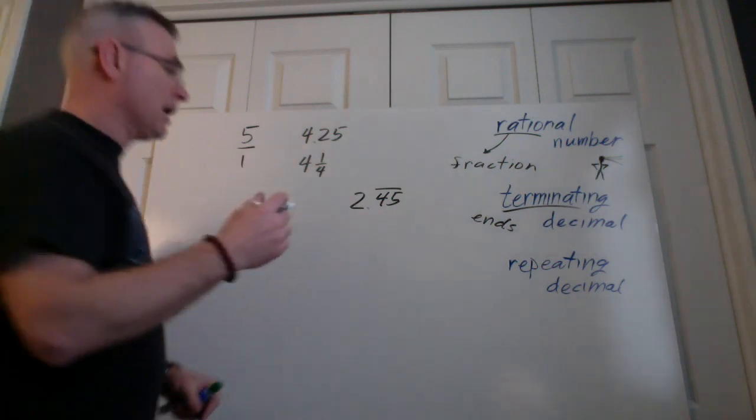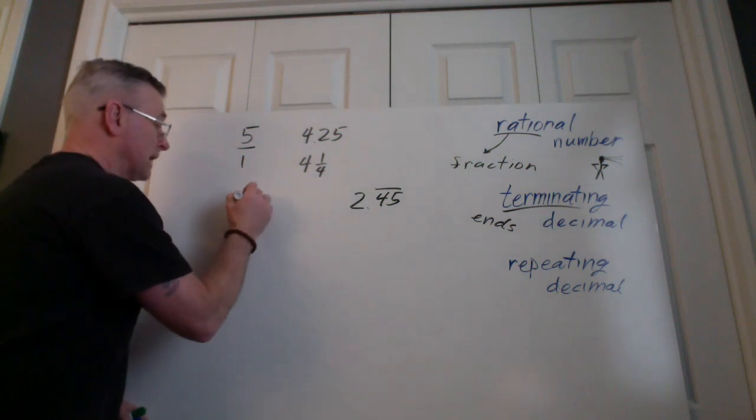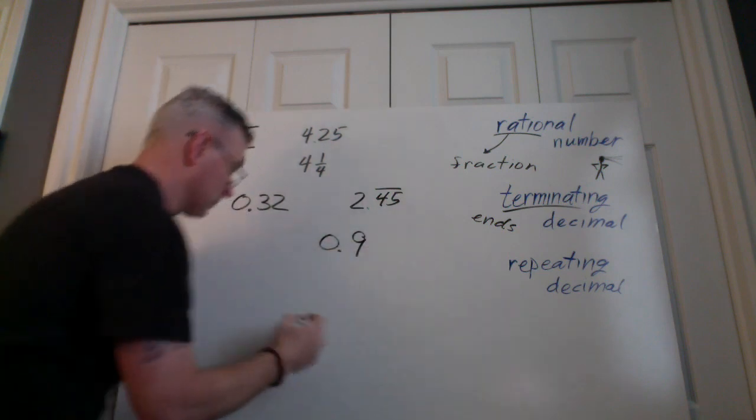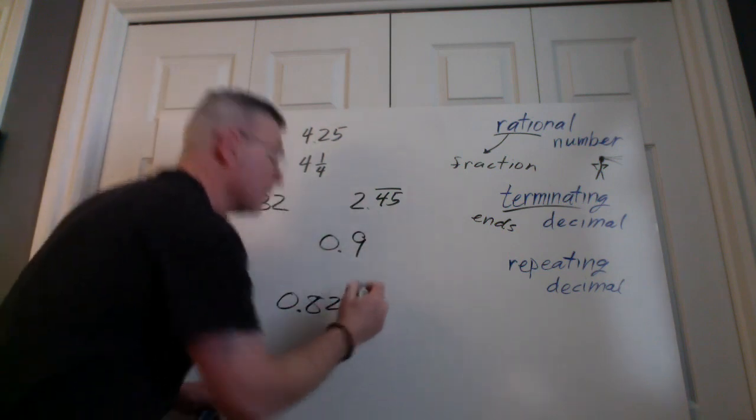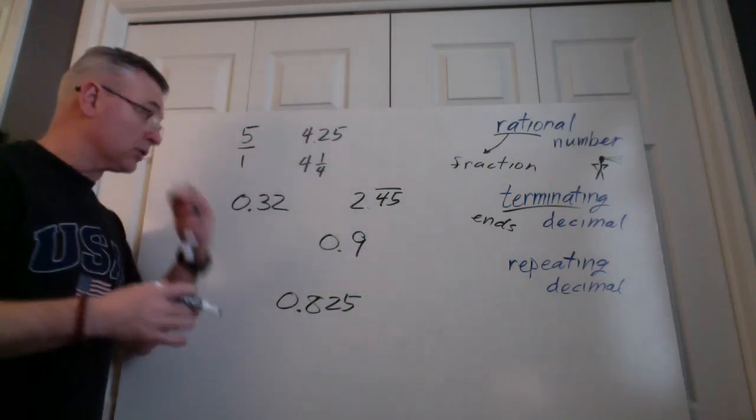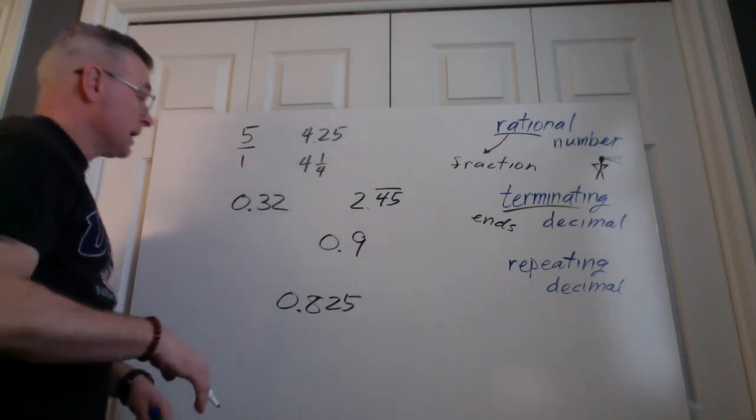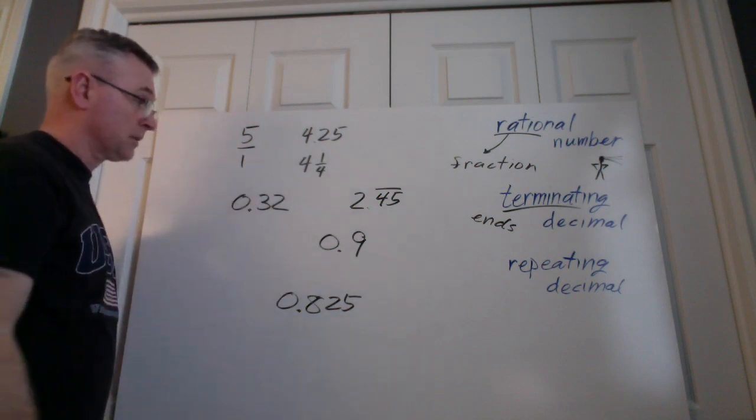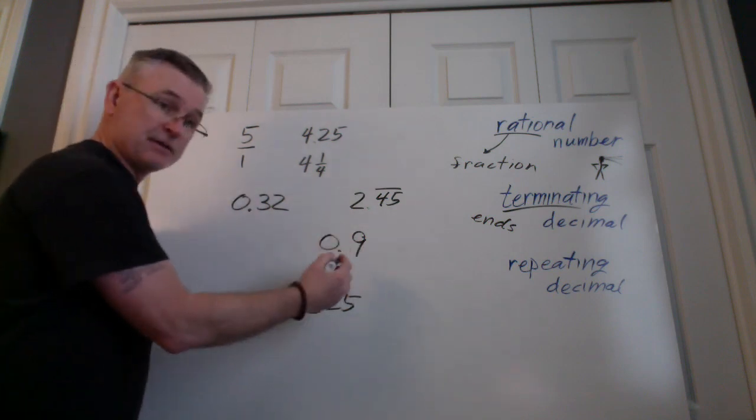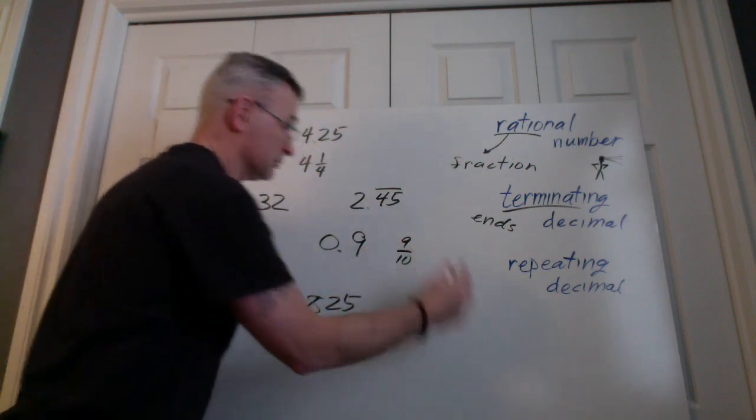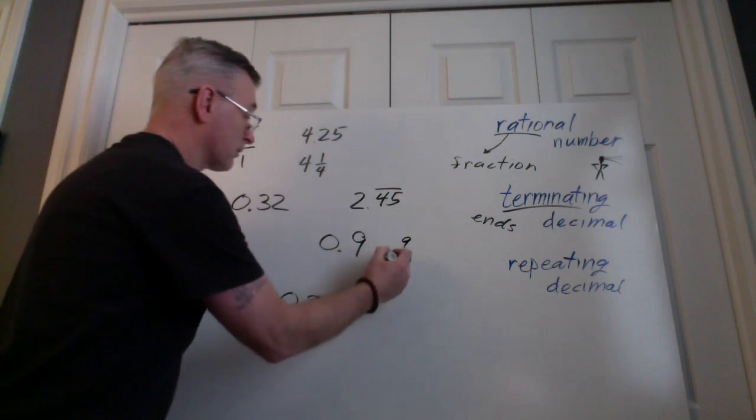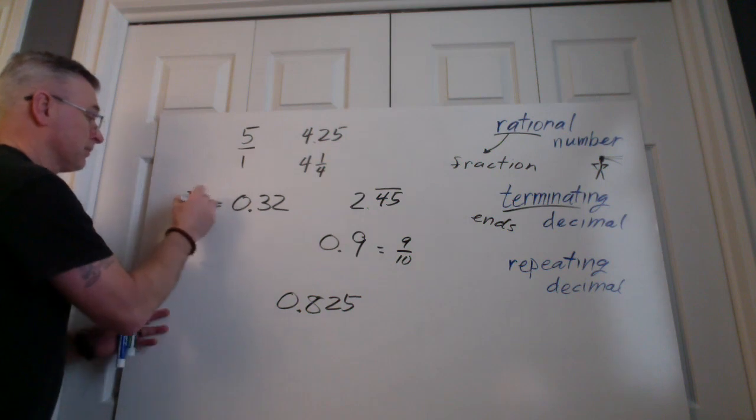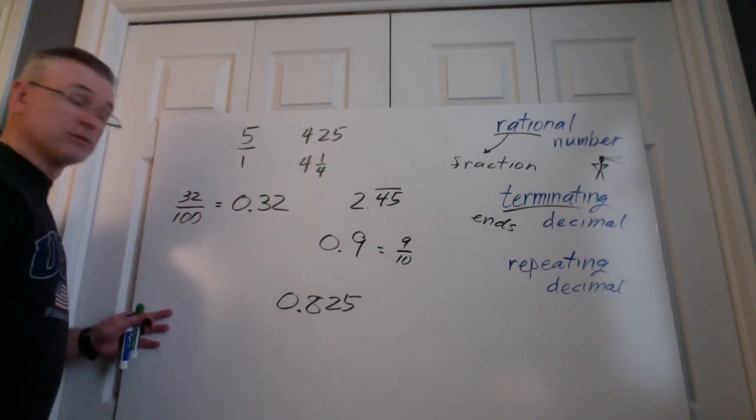So if we look at some other decimals, like this first, these are very easy to put back into fractional form. And this is what I always say: if you can say the fraction, you can write it down. This is 9/10. There's my fraction. This is 32 hundredths. 32 over 100, that's my fraction.